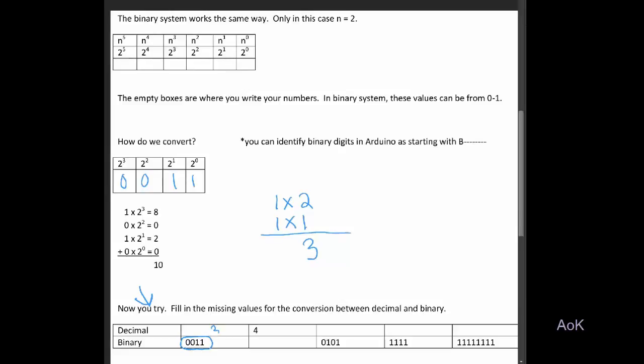Now how can you work backwards? That's going to be a lot trickier. When trying to convert from decimal to binary, I suggest you start by creating a chart showing the first 4 positions in binary, which are 8, 4, 2, or 1.